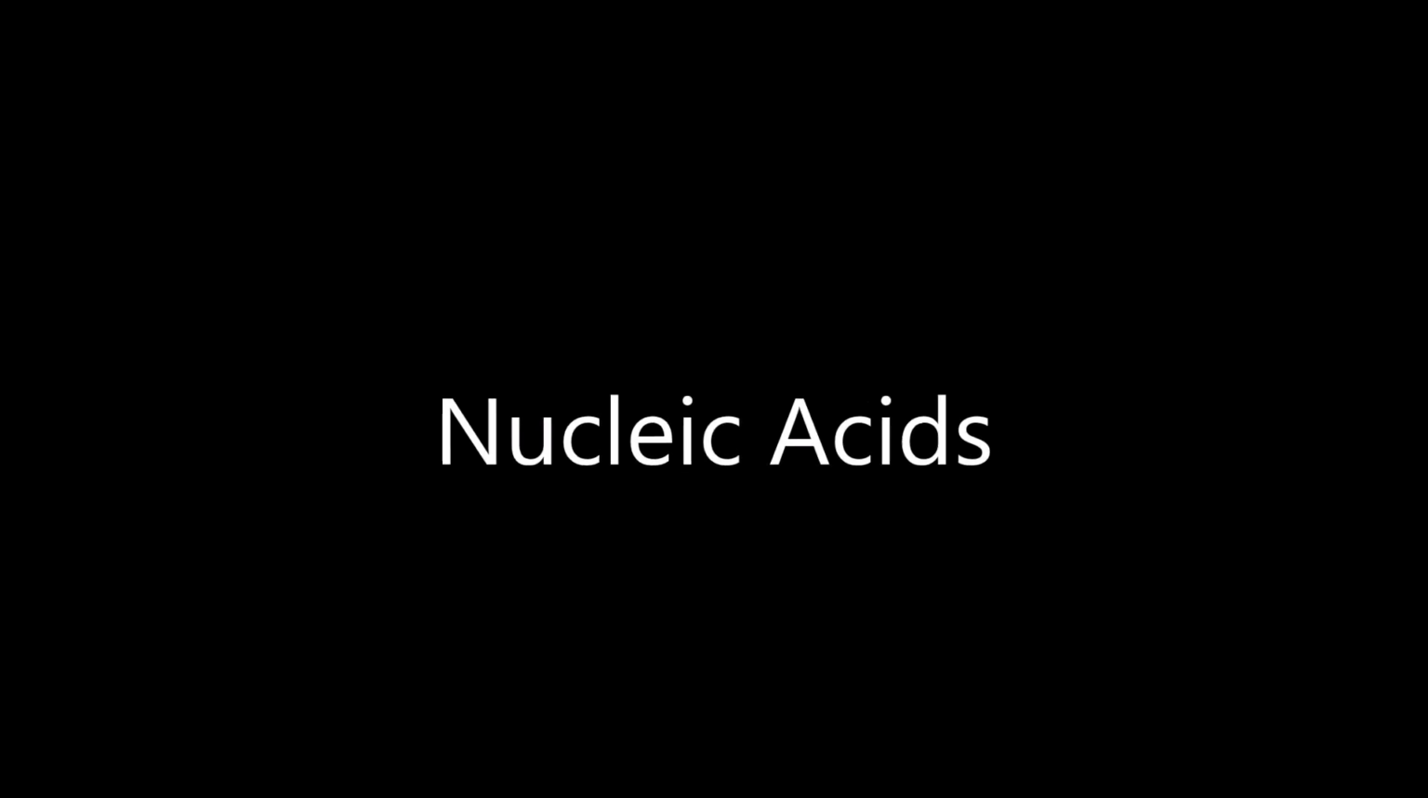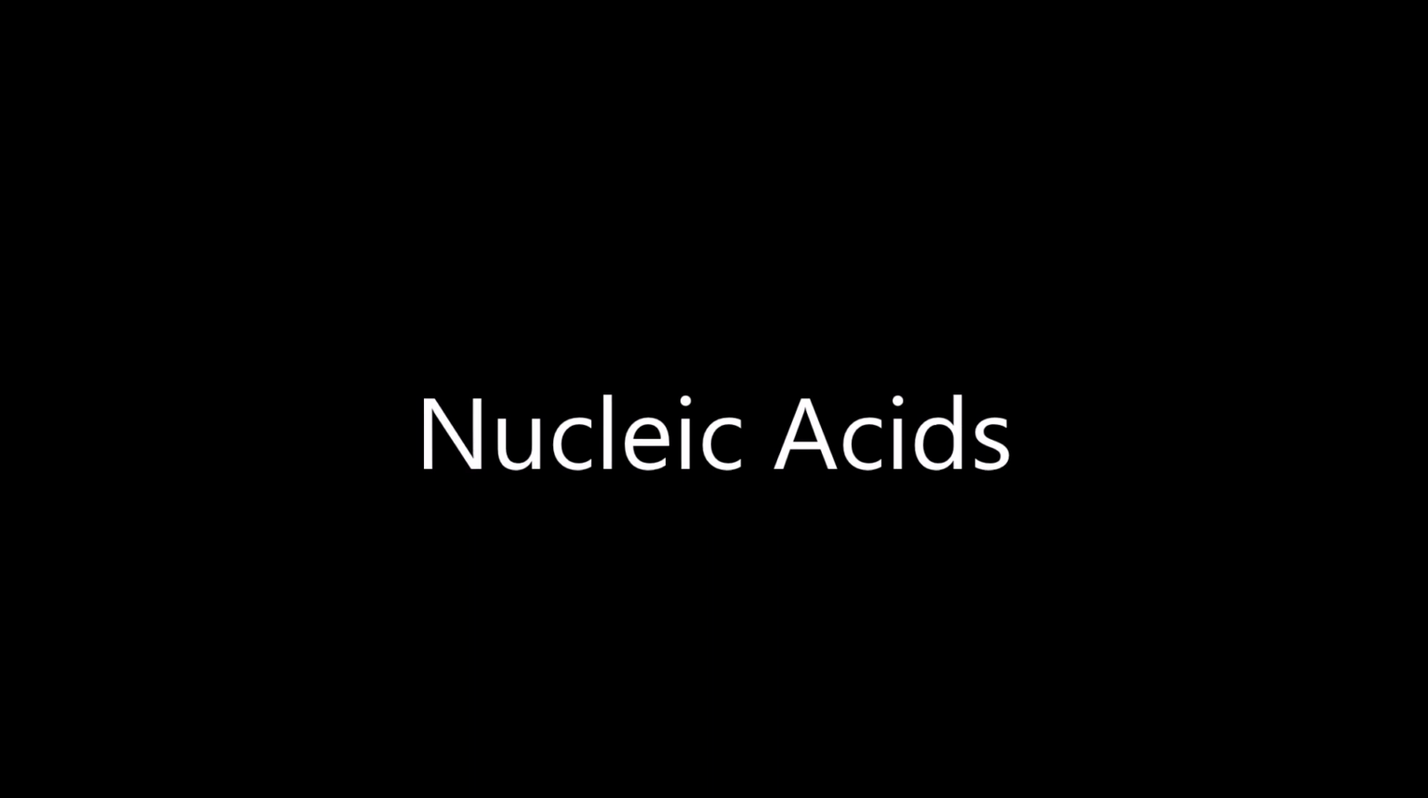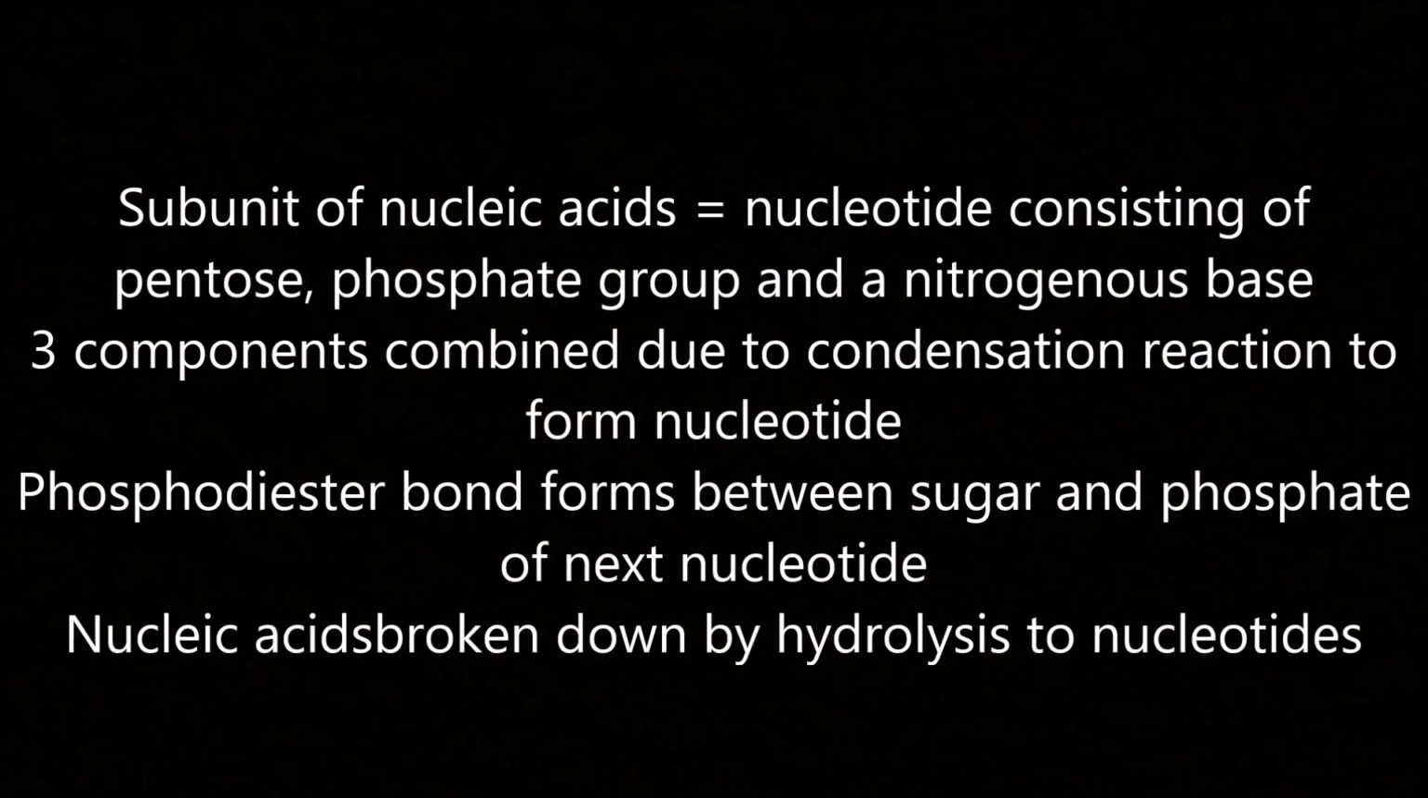Nucleic acids will be our next topic. The subunit of nucleic acids is a nucleotide consisting of a pentose sugar, a phosphate group, and a nitrogenous base. The three components are combined by condensation reactions to form a nucleotide. A phosphodiester bond is formed between the sugar and the phosphate of the next nucleotide. Nucleic acids are broken down by hydrolysis to nucleotides.